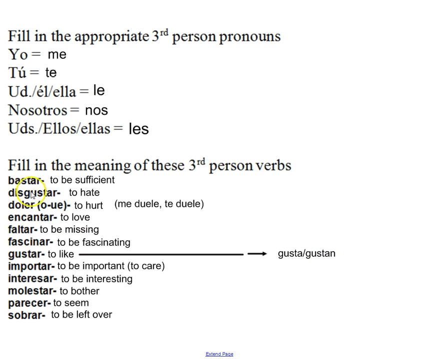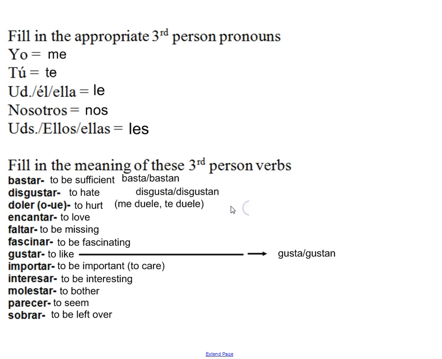Same thing with any of these other verbs here. You're either going to use it in the third person, so in this case it's gusta, or in the third person plural, and you add an N. So let's try bastar. Let's show you that one. It's either going to be basta or bastan. For disgustar, it's either going to be disgusta or disgustan.